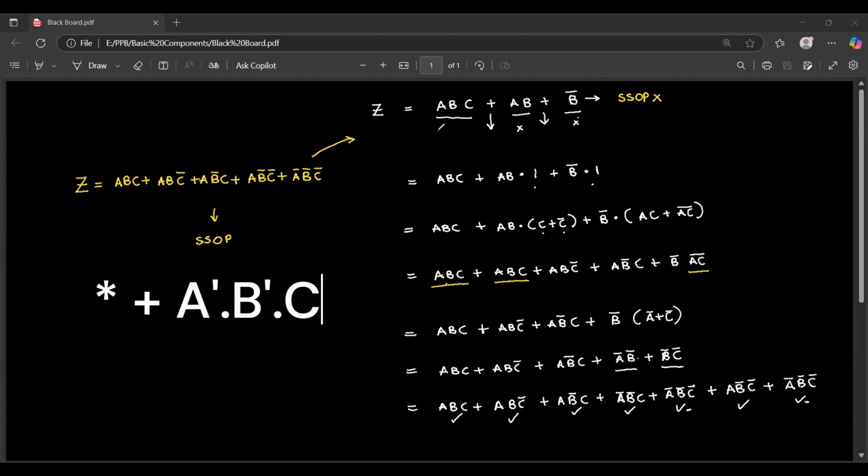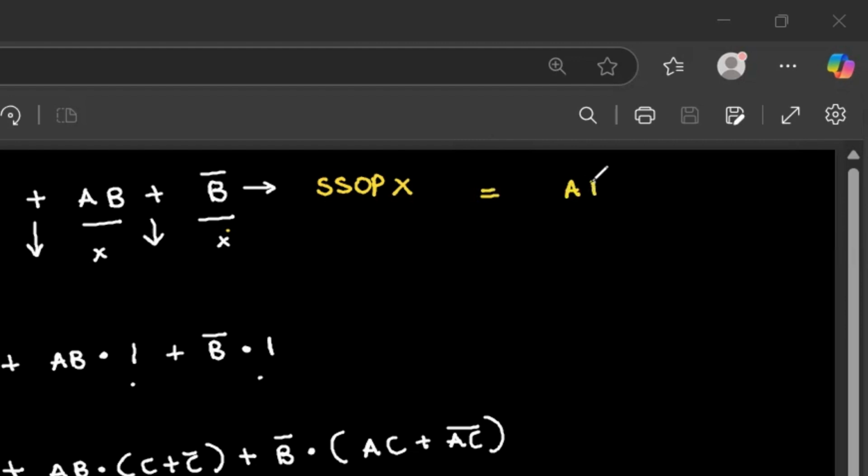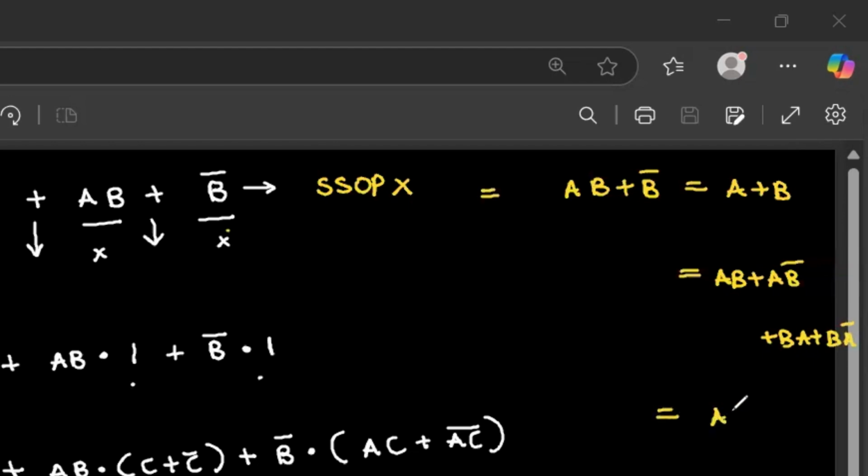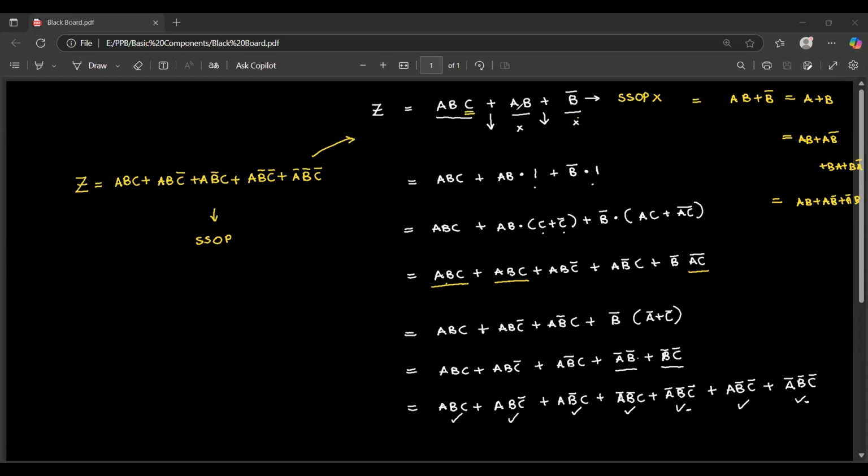All right. I know you will have some doubts. If I had simplified this, I would have gotten AB plus B bar, which is equal to A plus B. So the output will actually be AB plus AB bar plus BA plus BA bar. So the final answer will be AB plus AB bar plus A bar B. That will be the final output. I don't even have to incorporate C, right? Because if you simplify this, obviously C is going to hide according to the redundancy law.